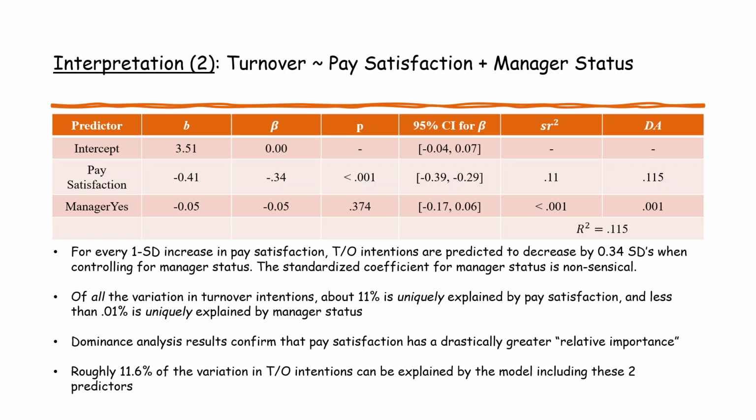So again, just to be clear, sorry about that confusion, the semi-partial squared interpretation is out of all of the variation in turnover intentions overall, what percent is uniquely explained by pay satisfaction and what percent is uniquely explained by manager status. So another way to think about that is it tells us the reduction in error we get from adding each of these predictors to the model that doesn't include them. So if we only have pay satisfaction, and we add manager status, we get a pretty much insignificant reduction in error. Whereas if we have a model that only includes manager status, adding pay satisfaction gives us about an 11% reduction in error. So again, it's the amount of your overall variation in your outcome measure that's uniquely explained by each predictor, and that's your semi-partial squared.